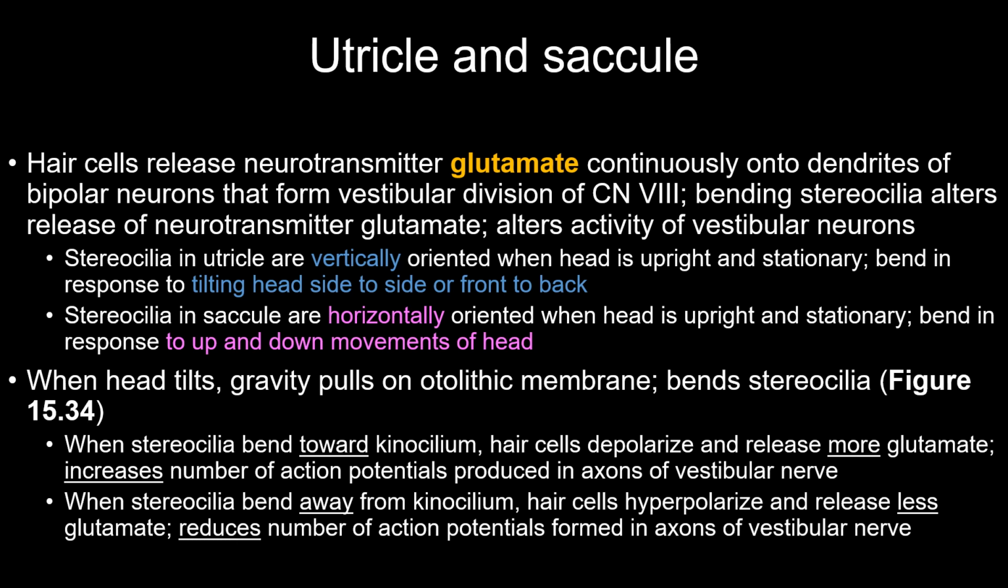Now, the essential mechanism for this is as the head tilts, gravity is going to pull on the otolithic membrane, and because the otolithic membrane is being pulled, that is going to bend those stereocilia. Now, if they bend toward the kinocilium, the hair cells will have a local potential and depolarize. Then they release more glutamate, and that increases the number of action potentials produced in the vestibular nerve's axons. If the stereocilia bend away from the kinocilium, the hair cells hyperpolarize and they release less glutamate, reducing the number of action potentials in the vestibular nerve.